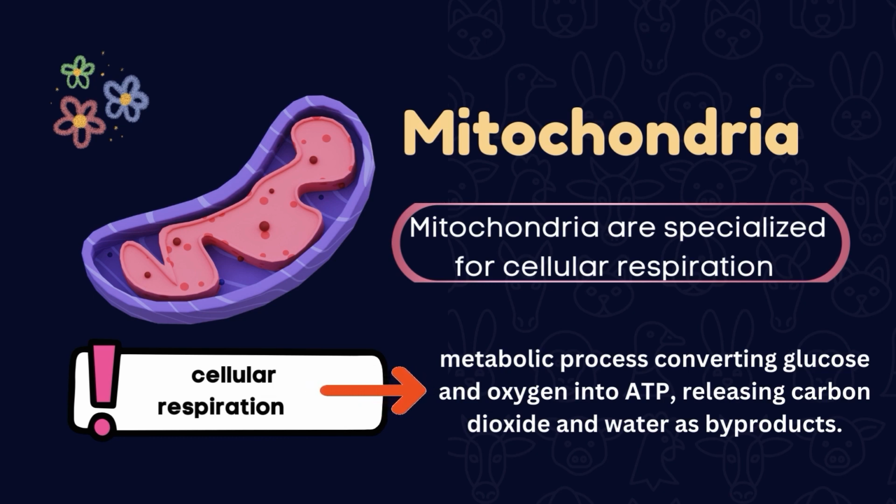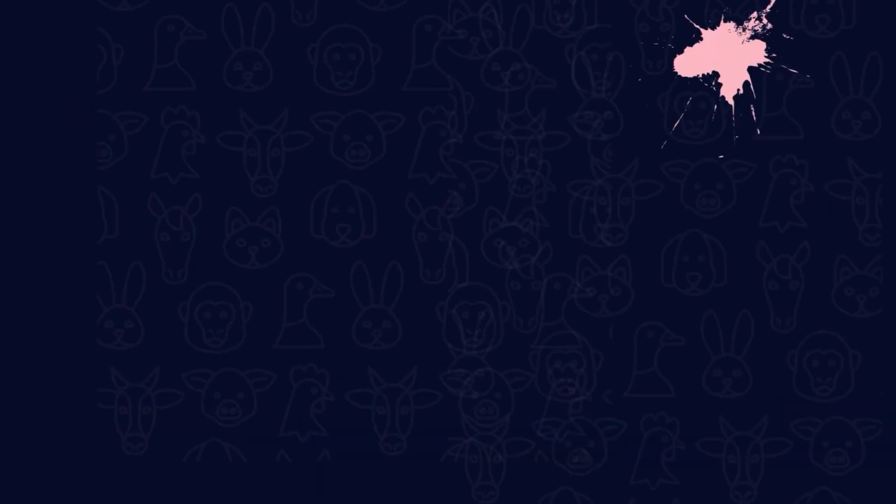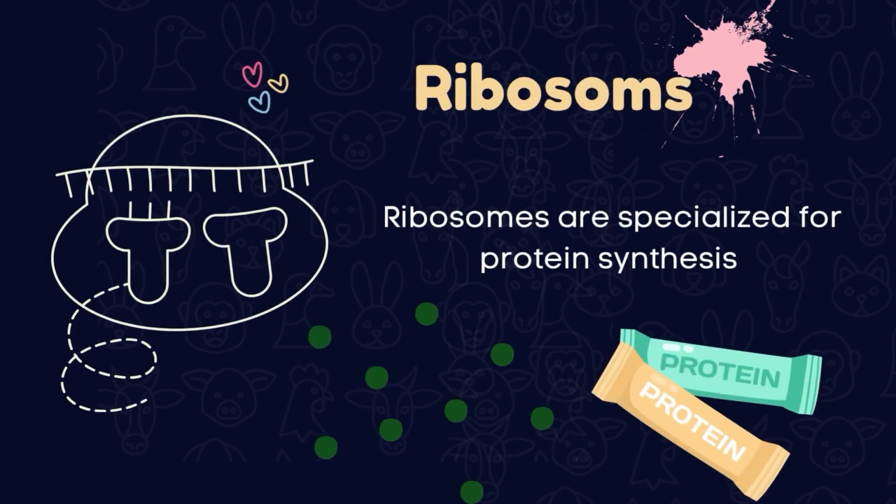Let's talk about the function of mitochondria. Mitochondria are specialized for cellular respiration. Cellular respiration is a metabolic process that converts glucose and oxygen into ATP, and releases carbon dioxide and water as byproducts. What is the function of ribosomes? Ribosomes are specialized for protein synthesis.